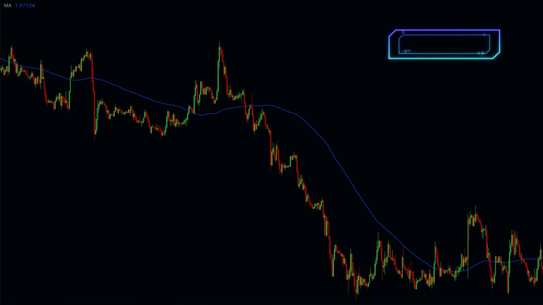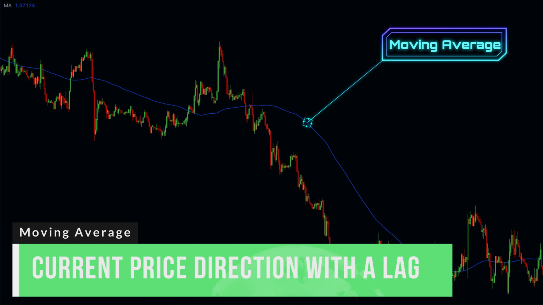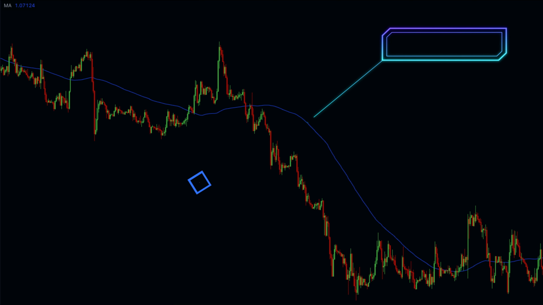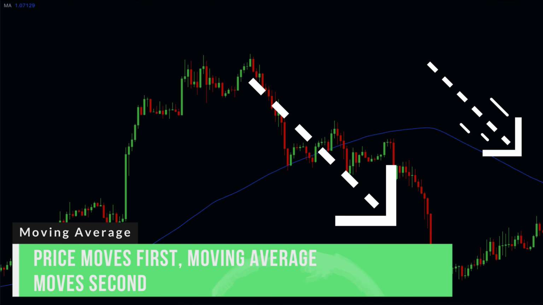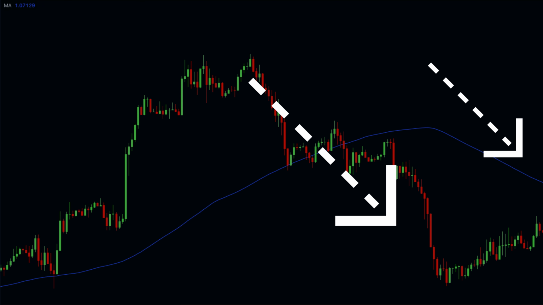Moving averages don't show future prices but past prices. It shows current price direction with a lag, meaning it's based on past prices. First the price moves, then the moving average moves after.